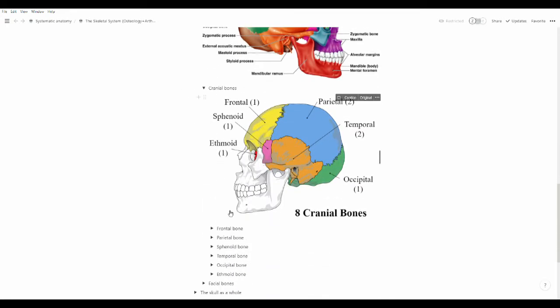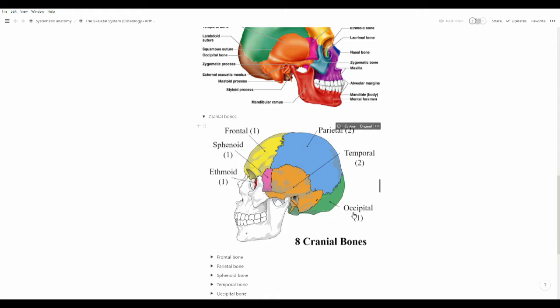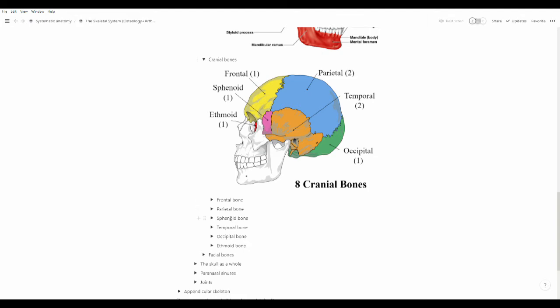There are actually 8 different cranial bones. We have 2 temporal bones, here's one on the other side. We have 1 occipital bone in the back here. We have 2 parietal bones, 1 here, 1 on the other side. We have 1 frontal bone, 1 sphenoid bone on the inside, and 1 ethmoid bone. We'll be covering them individually now, one by one.